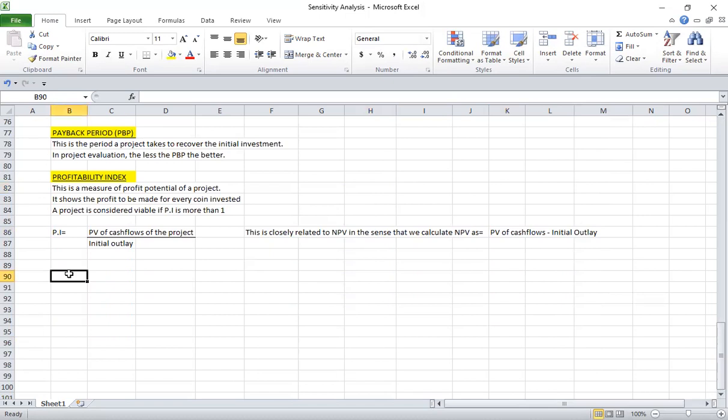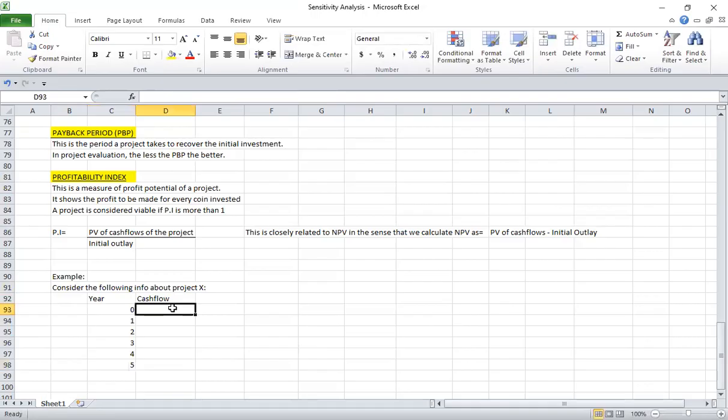So let me say that we have an example. Consider the following info about project X. Below this, we'll say that we have year, and then we have cash flow. Of course, we do start with year 0. We can have year 1, year 2, year 3, probably year 4, and probably year 5.